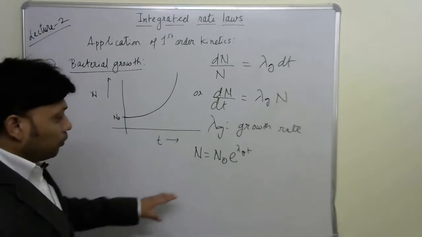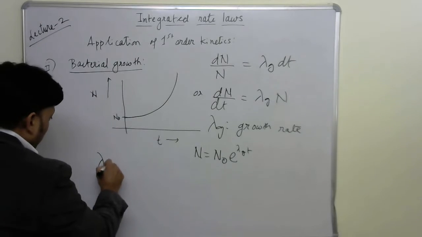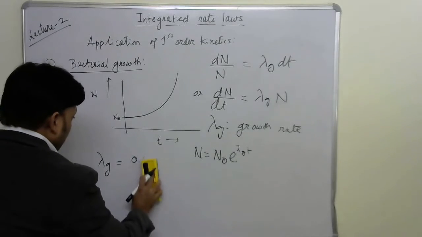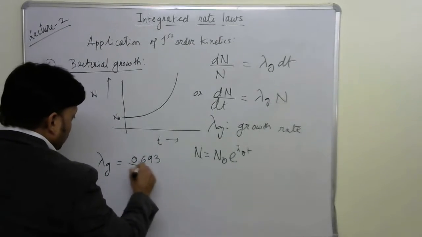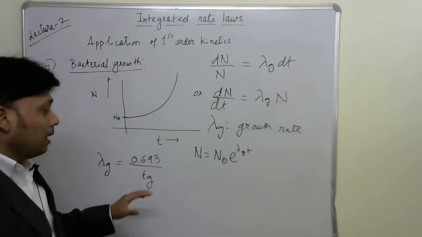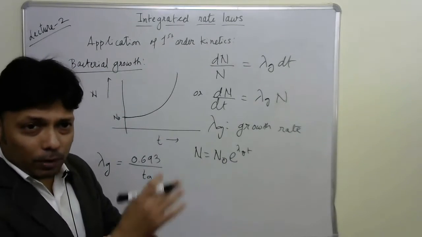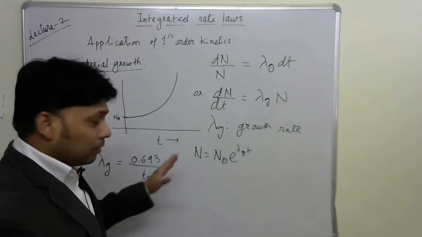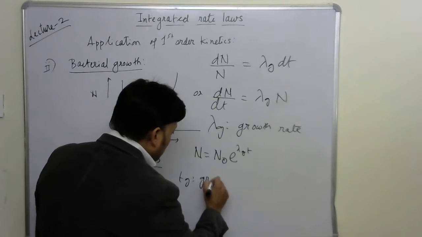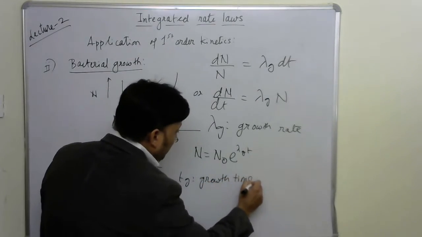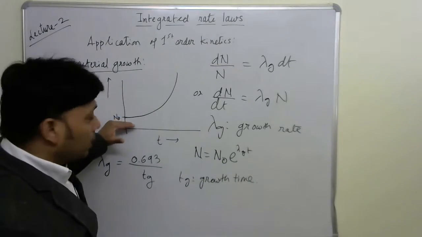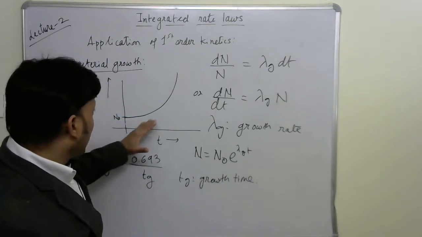Now how do we find lambda g? Once again, it should be related to 0.693, or natural log of 2, divided by t g. Here we can't use the term half-life, because half-life applies to a change where it is decaying or decreasing, but here it is increasing. So this t g is called the growth time. The definition of growth time is exactly the opposite of the half-life. That means the time it takes for the initial population or the initial colony to exactly double.